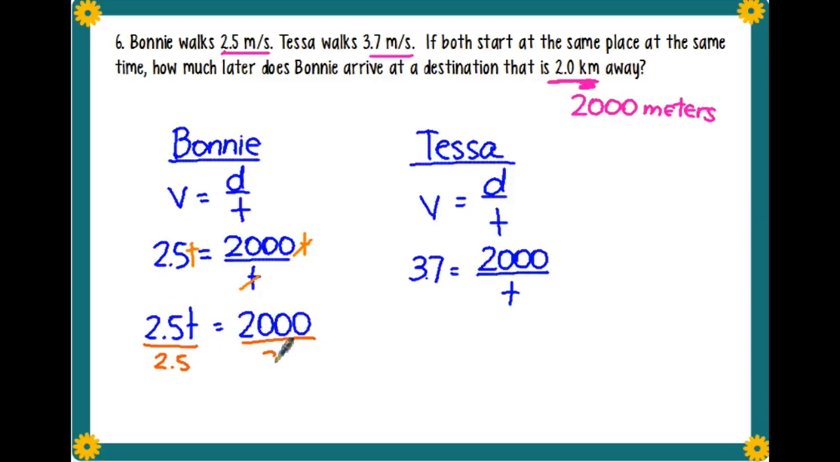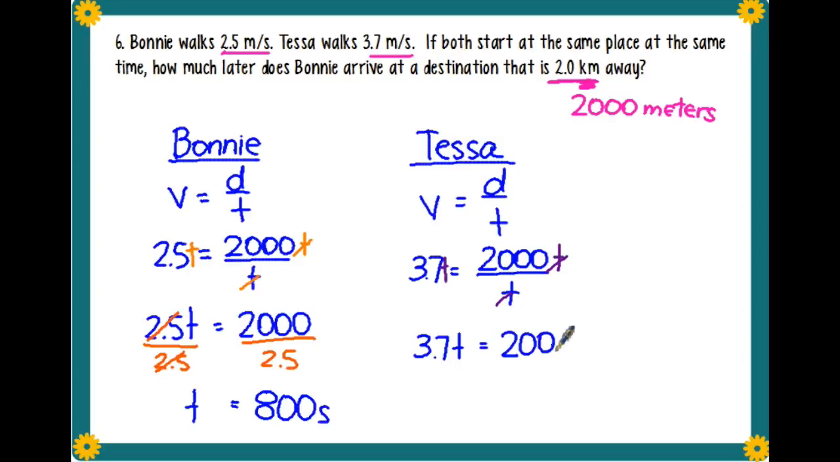Divide both sides by 2.5 to get t by itself. And I calculate that Bonnie's time is 800 seconds. And now I'll calculate Tessa's time. I'll divide both sides by 3.7. And I get that Tessa's time is 541 seconds. So if it took Bonnie 800 seconds, but it only took Tessa 541 seconds, you can subtract to answer the question and see how much later Bonnie arrives.